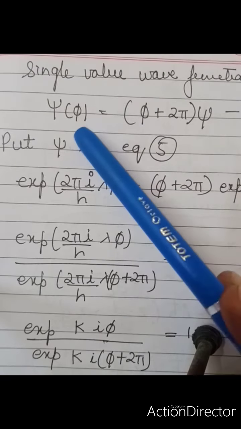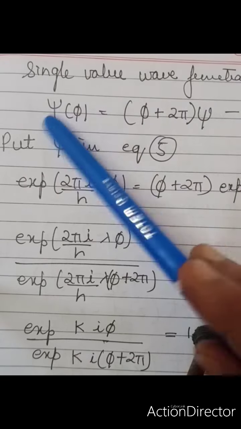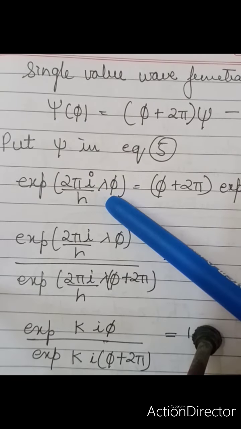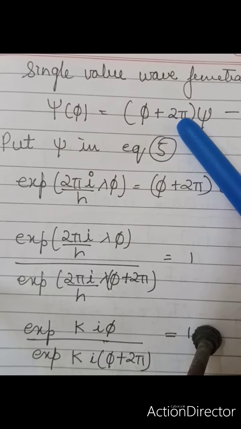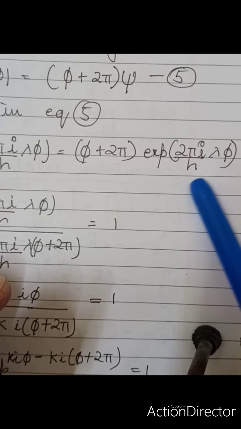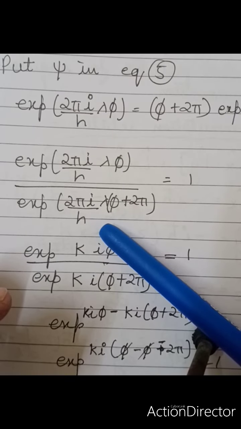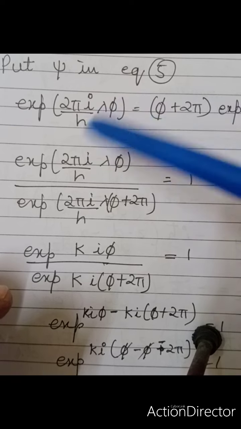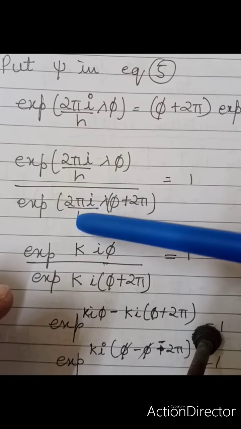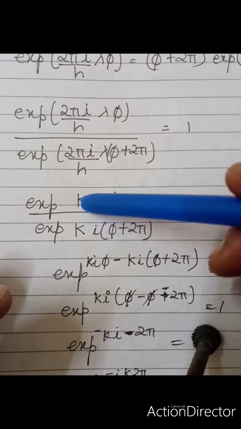In terms of a single valued wave function, psi of phi will be equal to psi of phi plus 2 pi. Now we know the value of psi, so we put it in this equation. Psi is exponential 2 pi i upon h lambda phi. Here also, phi plus 2 pi gives again the value of psi, exponential 2 pi i upon h lambda phi. Now this complete term I will take in the denominator, so here I will write 1. I will express this 2 pi i lambda upon h in terms of a constant k. So I am replacing it with a constant.